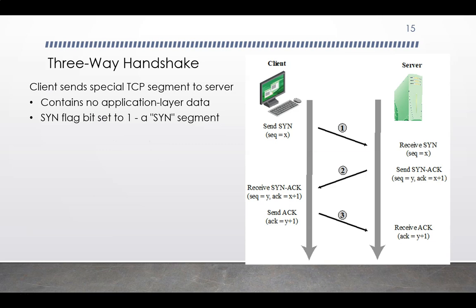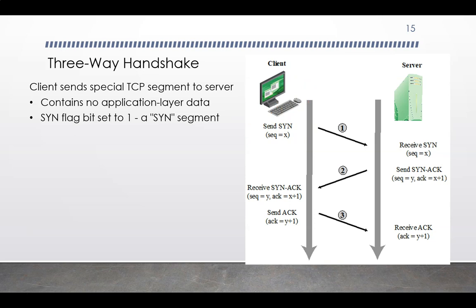Here's a diagram that we'll walk through to explain the process. The client sends this special TCP segment to the server. There's no data in it, so that's part of what makes it special or unique. But the other thing that's special about it is one of these flag bits, the SYN bit. The synchronize bit is set to 1. This is what indicates the request to initiate a connection. The client also will randomly choose an initial sequence number. That sequence number is included within this SYN segment.